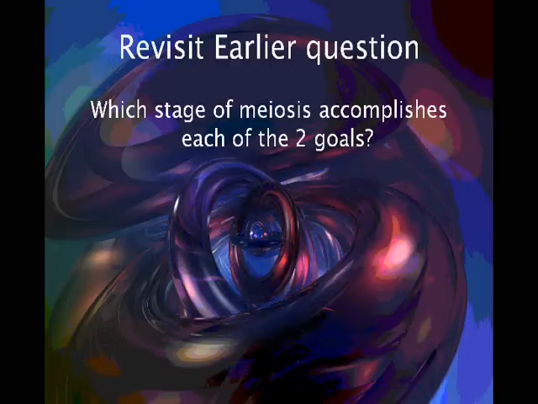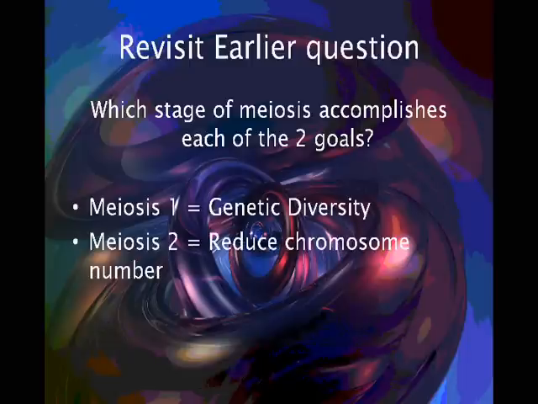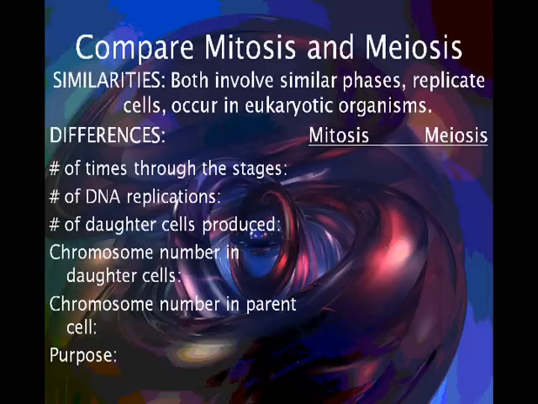So going back to our earlier question, which stage of meiosis accomplishes each of the 2 goals? Meiosis 1 is when we increase genetic diversity, and meiosis 2 reduces the chromosome number. Both goals have been achieved if meiosis proceeds as planned. We also need to compare mitosis and meiosis to see the differences and similarities. The names are very similar, so it's easy to get them confused.